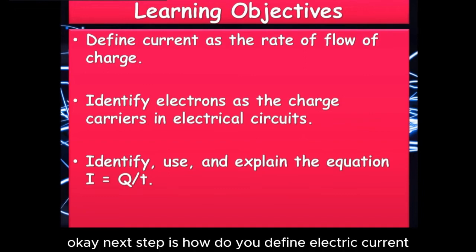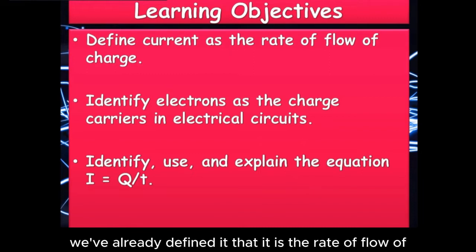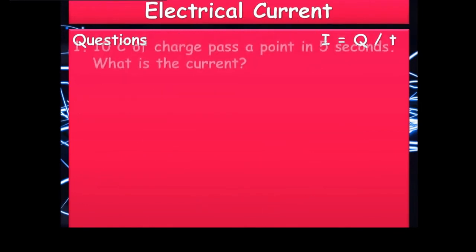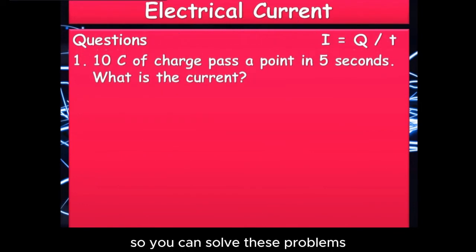Okay, next up is, how do you define electric current? We've already defined it, that it is the rate of flow of charge, and that charge is carried in a circuit by electrons. So electrons are the charge carrier, and the equation is I equals Q over T. So we can solve these problems using the equation just quoted.